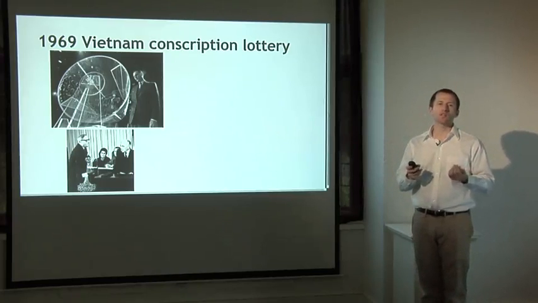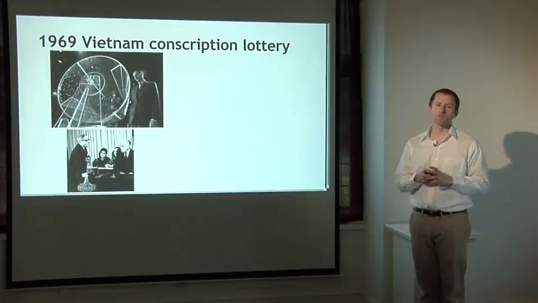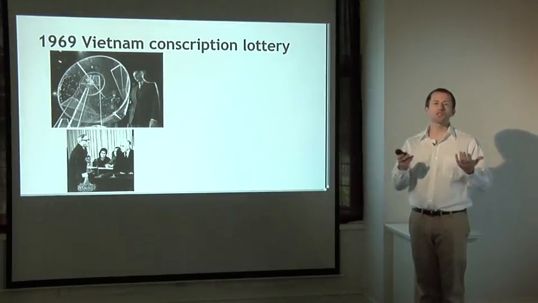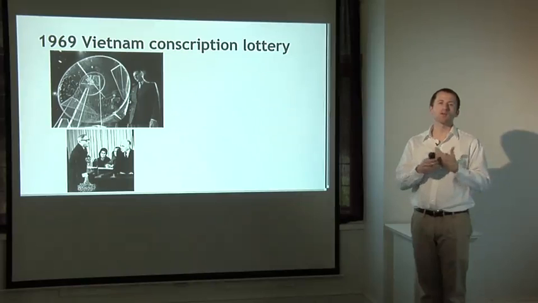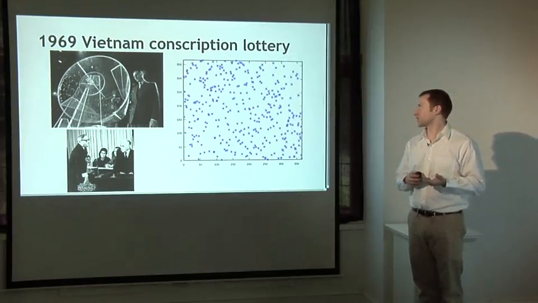And participants in the draft were given a priority number, which determined how likely it was that they were going to be forced to join the military based on what day of the year their birthday fell on. So this is the first time that this was done in 1969 on a national scale. And the goal was to make this process more fair and to demonstrate that this was a random process. But unfortunately, they botched it.